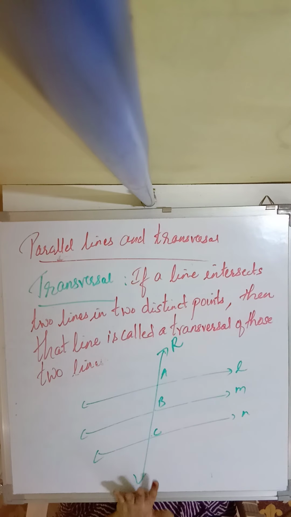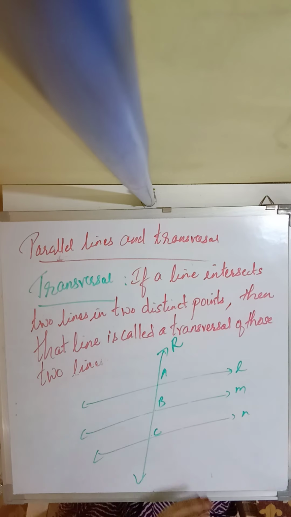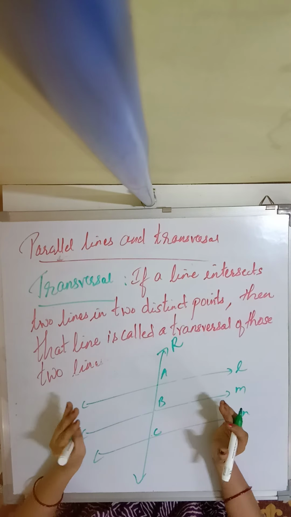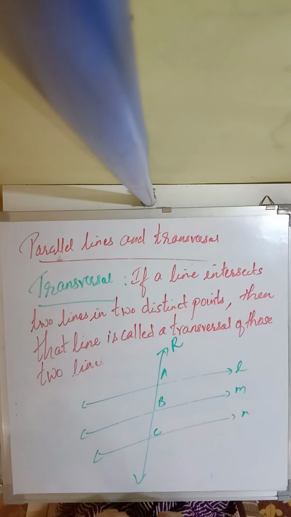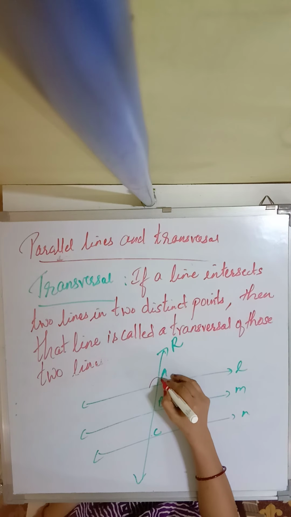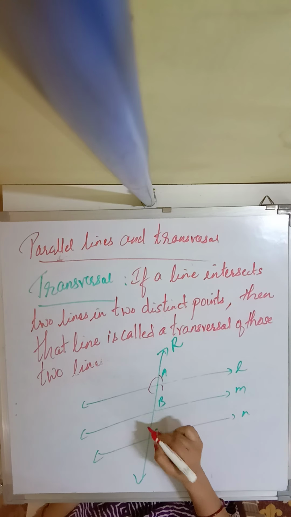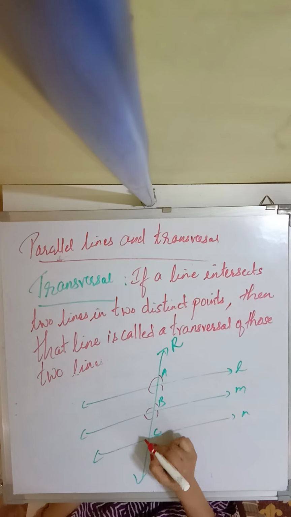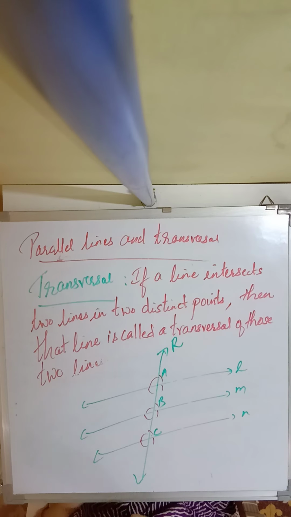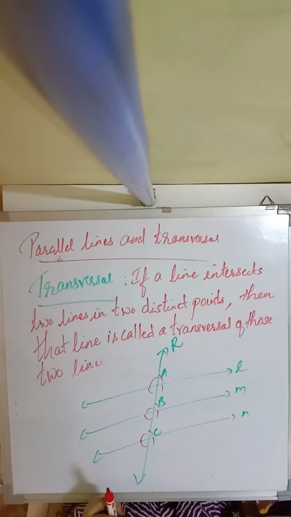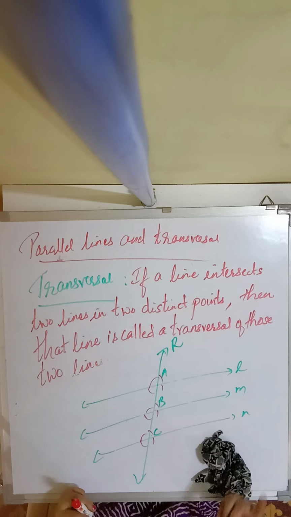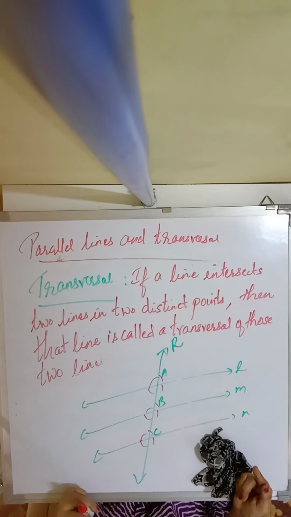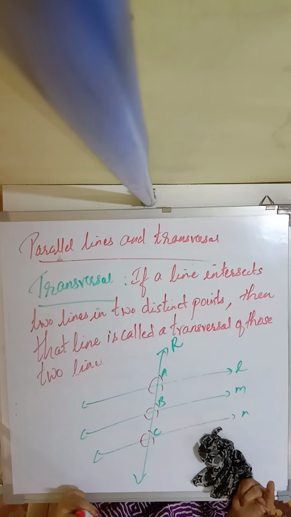Now once you know about the transversal, children, you can see that this transversal is making some angles. Here it is forming angles. Okay, angles are formed. But we will see those angles, that is angles made by the transversal, in the next video, and that will continue in the next video.